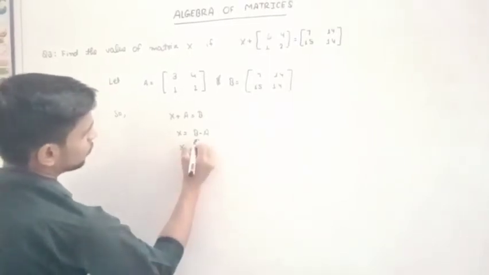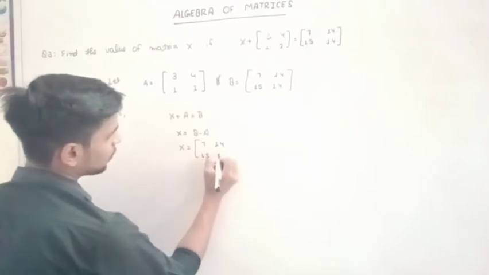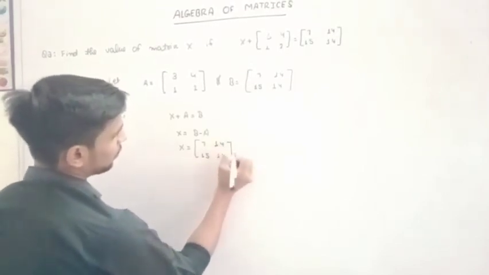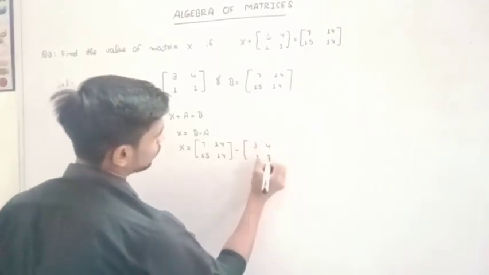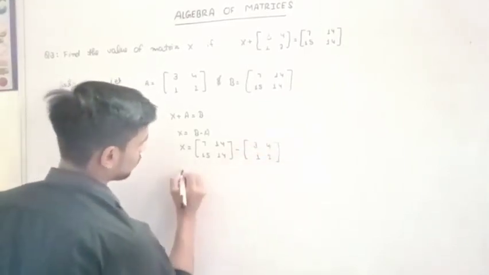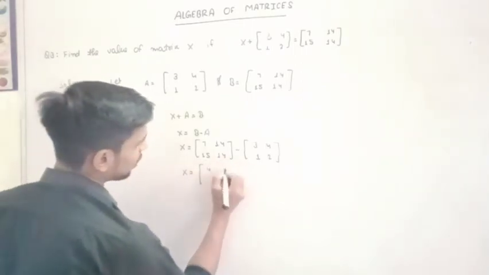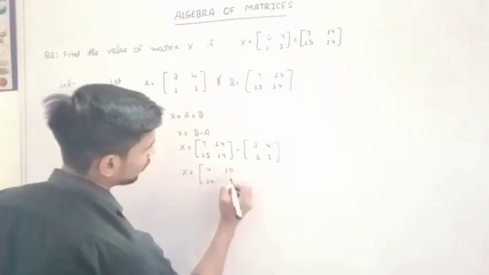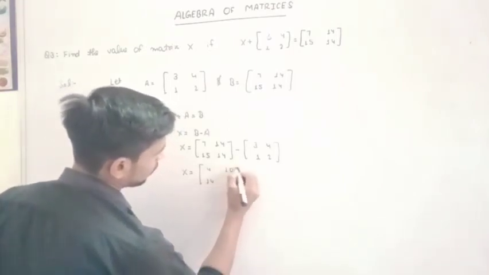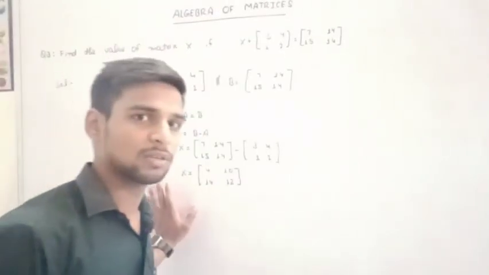Thus x is equal to 7, 14, 15, 14 minus 3, 4, 1, 2. Thus x will be equal to 7 minus 3 is 4, 14 minus 4 is 10, and 15 minus 1 is 14, 14 minus 2 is 12. Thus this will be the solution of this numerical.